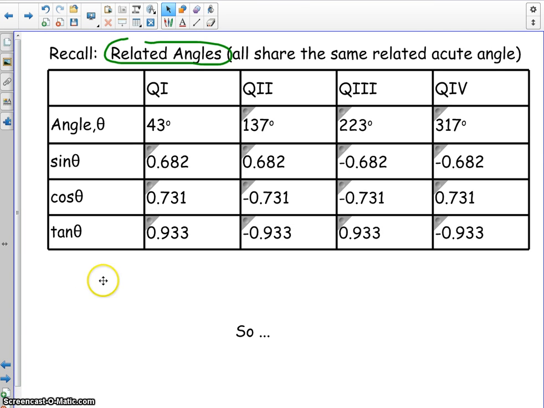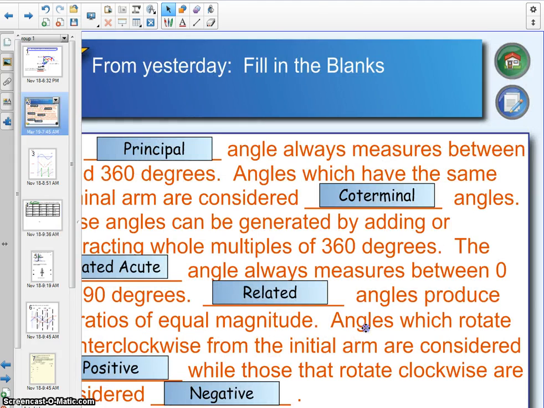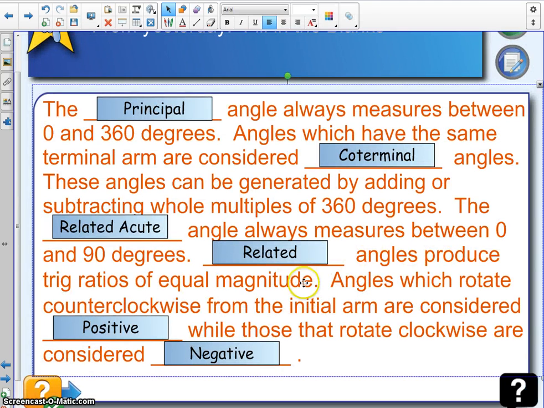Okay, so filling in the chart, you might see a bit of a pattern here. You'll notice that the actual value, again, ignoring positive or negative, is the same for the sine, cos, and tan ratio for each of these angles. Where they differ, they might be positive or negative depending on what quadrant they're in. But what I talked about briefly back in the fill in the blank section is that related angles will produce trig ratios of equal magnitude.